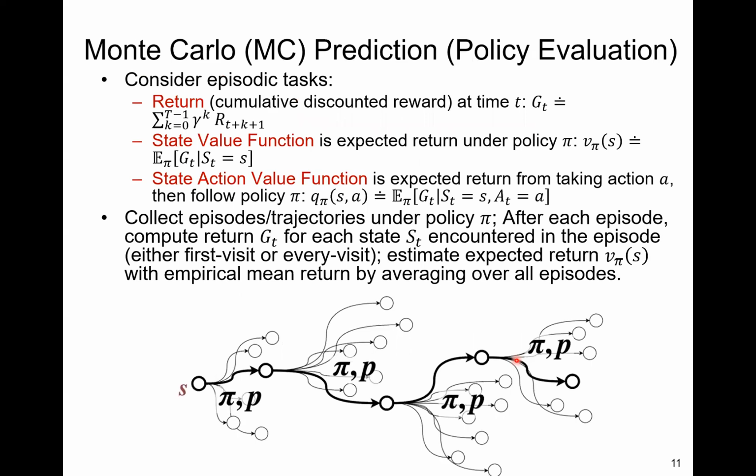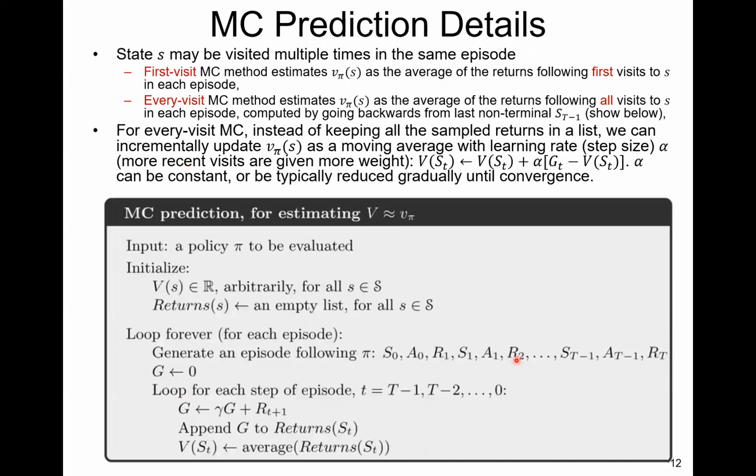For Monte Carlo methods, Monte Carlo prediction executes each episode to the end, and then estimates v pi s, the value function for the executed policy, either as the average of the returns following the first visits to s, or following every visit to s.